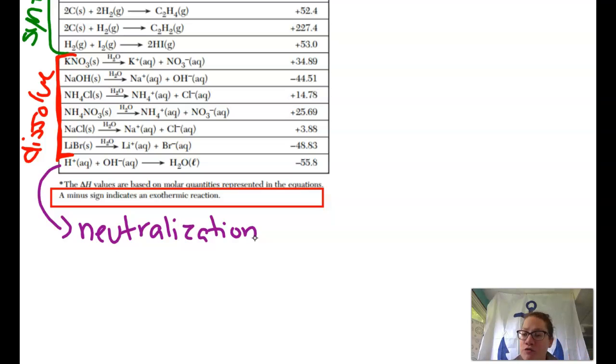But what I have here in this red box is a minus sign indicates an exothermic reaction, which I don't like that they said minus sign. I want them to say a negative sign, but that's okay. So what that is to tell you is that if you ever forget that the minus represents an exothermic reaction, it's right there on the table for you.